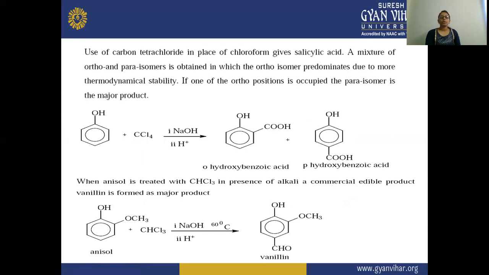So next step, use of carbon tetrachloride in place of chloroform gives salicylic acid. If we use carbon tetrachloride in place of chloroform, there is a formation of salicylic acid. So here you can see that in the last reaction we used chloroform and we got orthohydroxybenzaldehyde. But here we are using carbon tetrachloride in the presence of sodium hydroxide, and a mixture of ortho and para isomers is obtained, in which the ortho isomer predominates due to more thermodynamic stability.